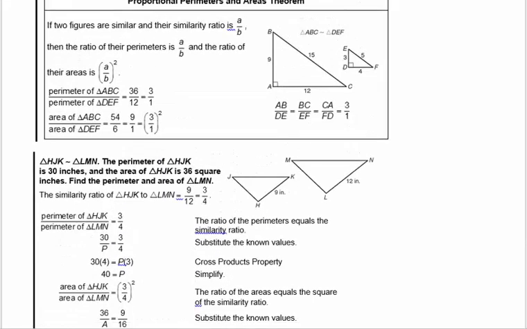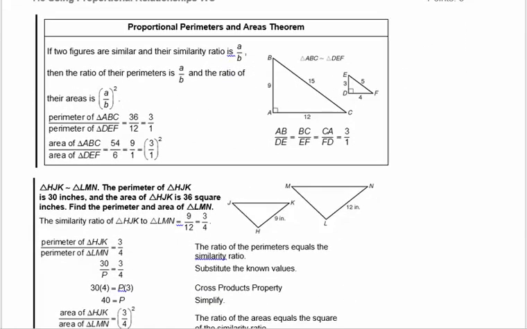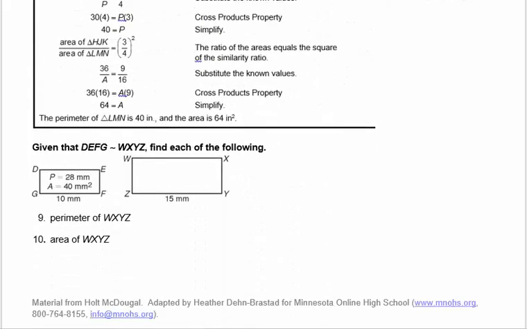All right, and then the last part of this worksheet is on the proportional perimeters and areas theorem. This is simple but important, so don't forget it. We'll use this over and over again in the coming chapters. If two figures are similar, and their similarity ratio is A over B, then the ratio of their perimeters is also A over B. If this big triangle is 3 times as big as this, its perimeter will be 3 times as big. But not true for areas. For area, you have to take the similarity ratio and square it. If you say that their areas are the same as their similarity ratio, you are wrong. It's the similarity ratio squared.